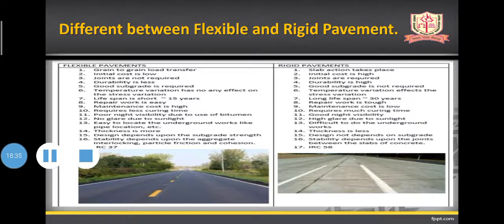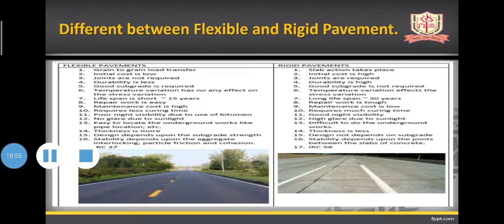Then the third point is that joints are not required. As you can see in the bitumen road, there are no joints, but in cement concrete roads, you can see various types of joints, like the longitudinal joint and the transverse joint. So joints are required in a rigid pavement.